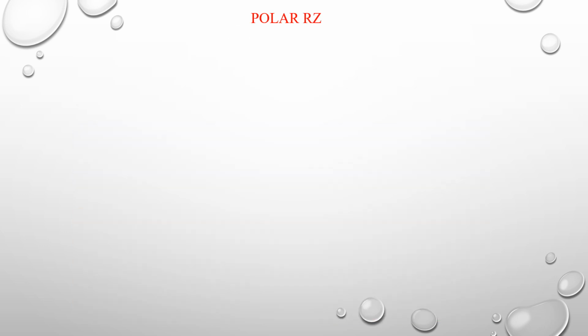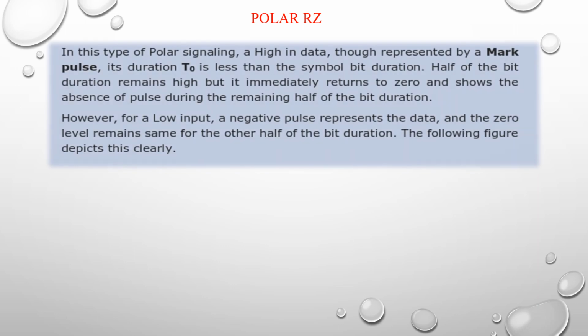So let's consider polar return to zero line coding technique. In this type of polar signaling, a high data is represented by a mark pulse, whose duration T0 is less than the symbol bit duration. Half of the bit duration remains high, but it is immediately returned to 0 and it shows absence of pulse during the remaining half of the bit duration. However, for the low input, a negative pulse represents the data and the 0 level remains the same for the other half of the bit duration. The following figure depicts this clearly.